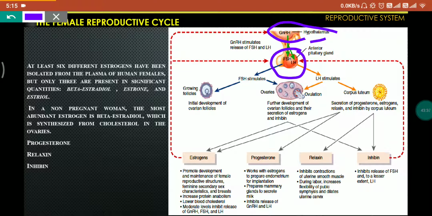Progesterone helps in the maintenance of the uterus, whereas relaxin, during parturition, helps in the relaxation of smooth muscles and skeletal muscles, and inhibin helps in the decrease or control of follicle stimulating hormone and luteinizing hormone.